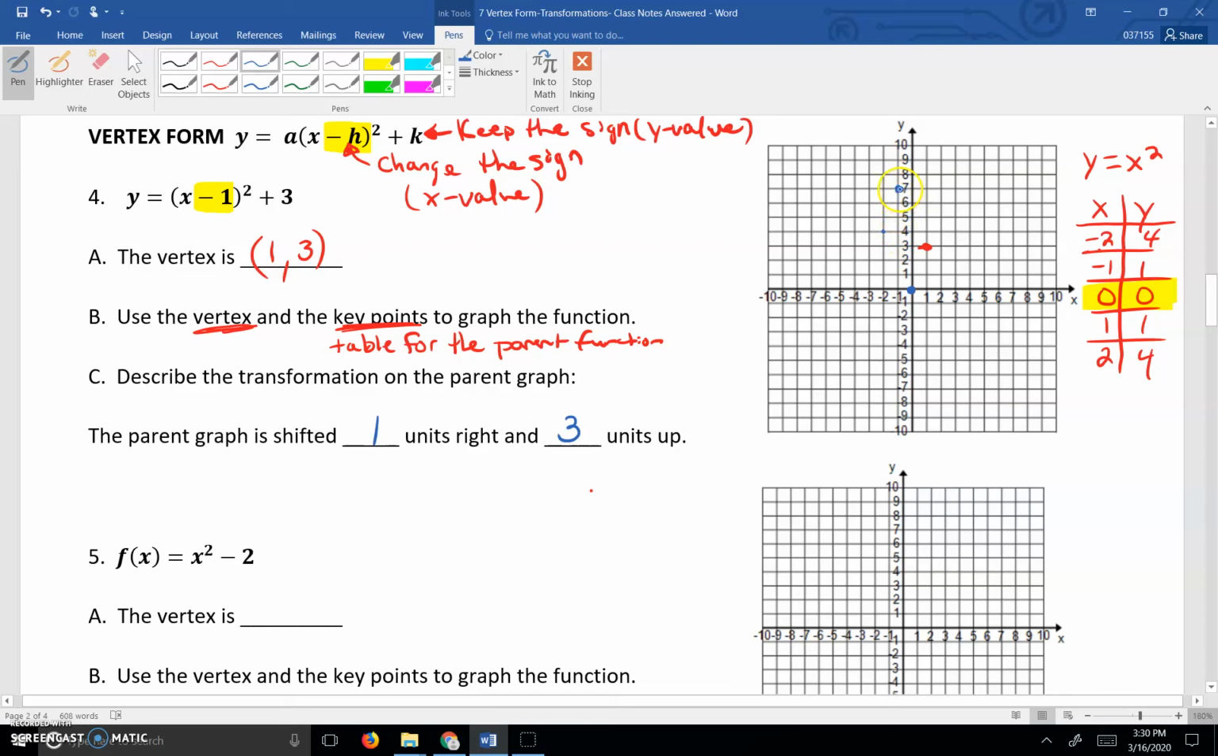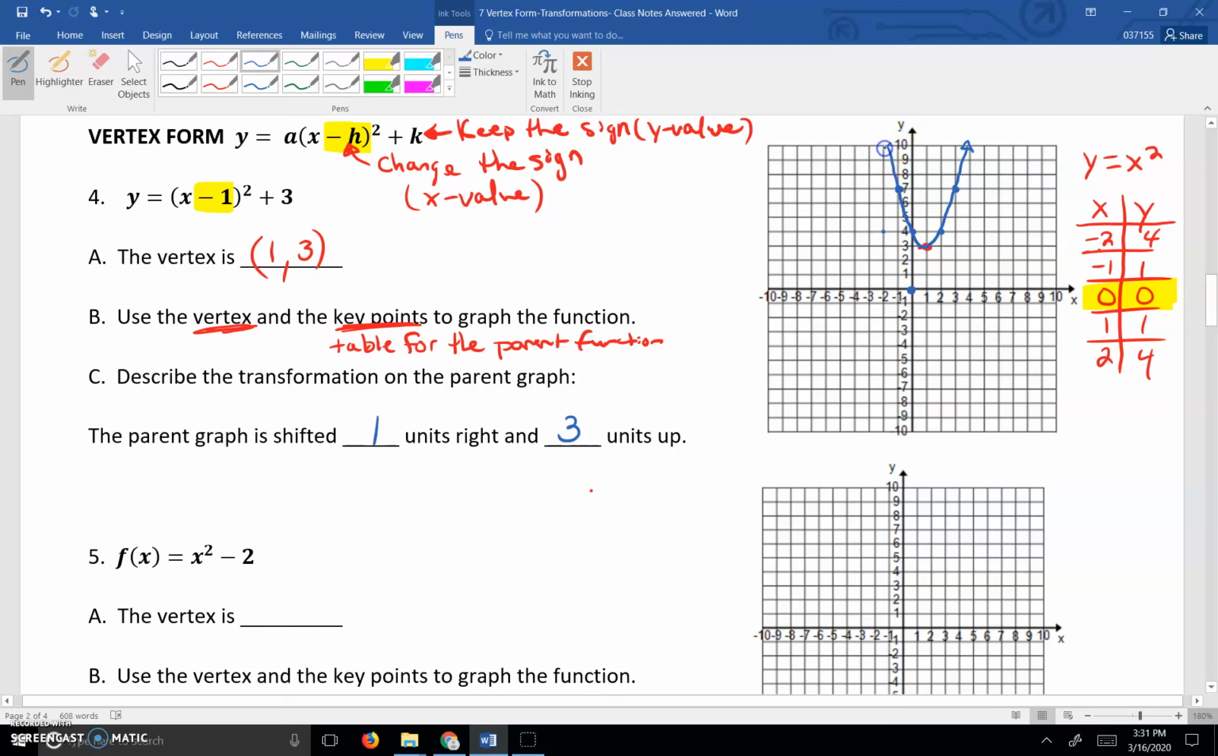I then had negative 1, 1. So negative 1, 1 is here. I'm going to do the same thing. To the right 1 and up 1, 2, 3 spaces. Then I have 0, 0. We've already moved that. That's my vertex. So my next point was 1, 1. So here's 1, 1. I'm going to move it to the right 1 and up 1, 2, 3 spaces. That becomes the point 2, 4. Then I had the point 2, 4. I'm going to move that to the right 1 and up 1, 2, 3 spaces. That's here. So my new graph is right here.